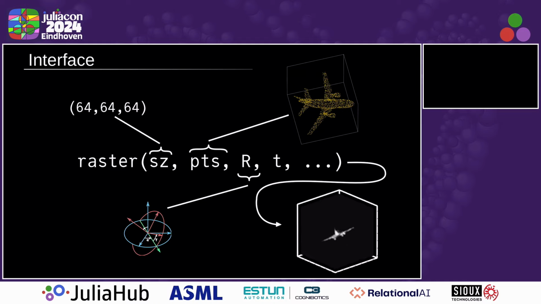Okay, so let's look at a quick example. We want a 3-dimensional output that has 64 pixels in each dimension. So we plug in a 3-dimensional point cloud, our airplane here. So we need a 3-by-3 matrix.